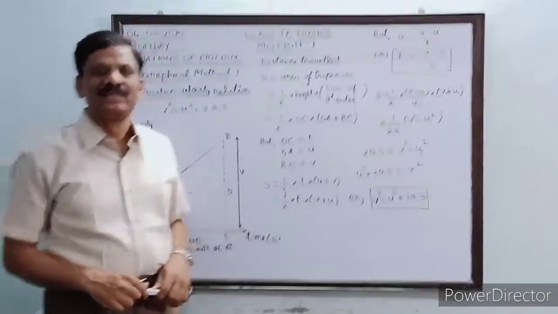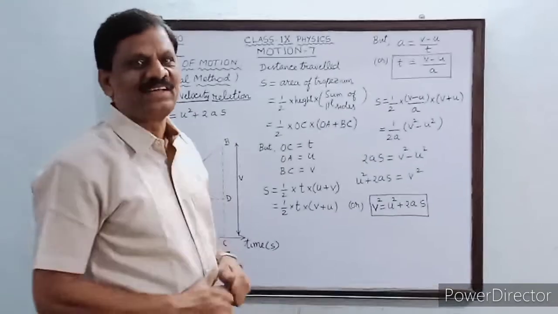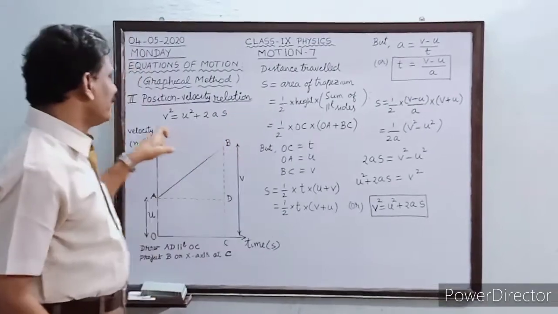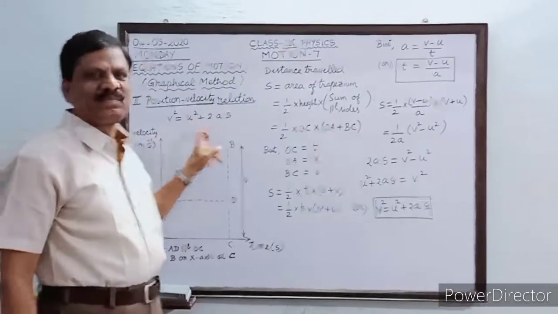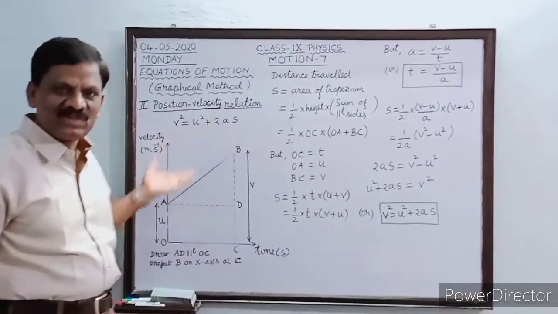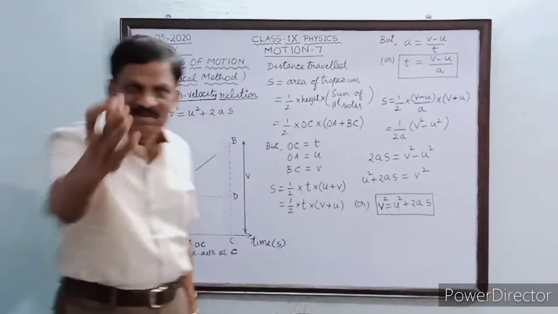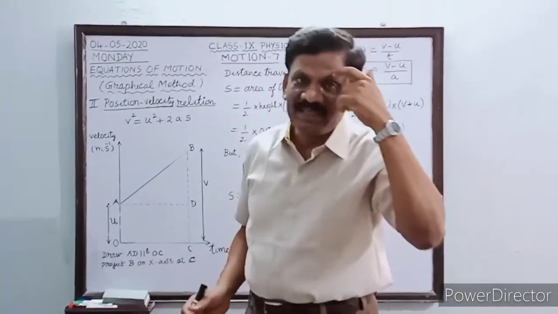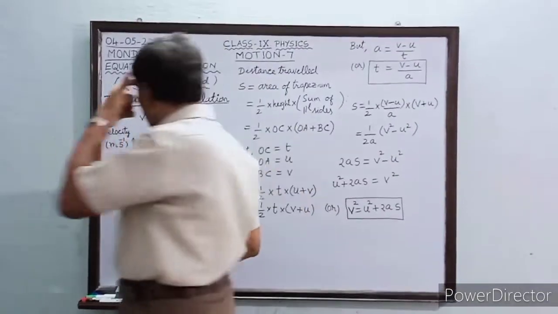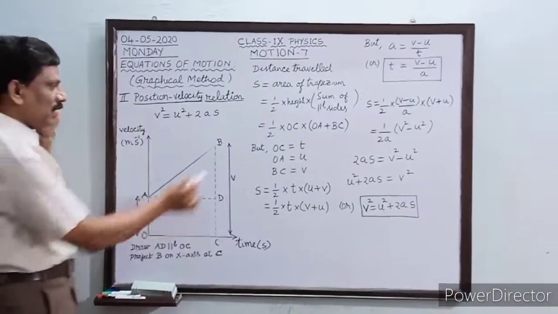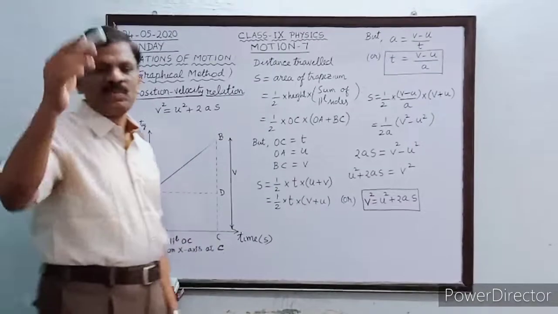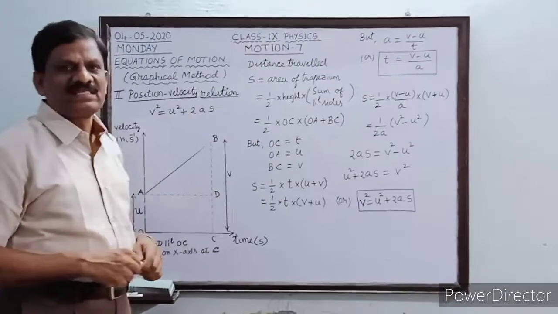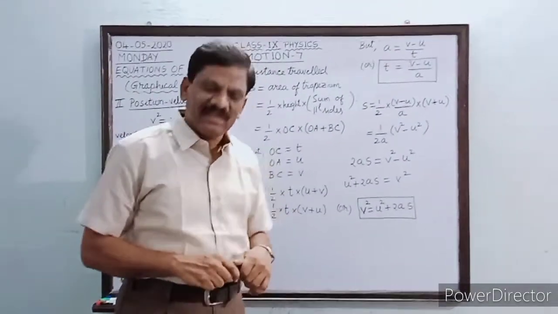That's good. Okay, now let us derive the third equation of motion, which is called the position versus velocity relation, that is given by v square equal to u square plus 2as, with reference to the same graph. What is the name of this graph, you tell me? Yes, velocity time graph. What is the shape of the graph? Straight line. Okay, good. So projecting the point A at O and B at C, the closed portion appears to be a trapezium, and the area under this velocity time graph must be equal to what? The distance travelled by the body.